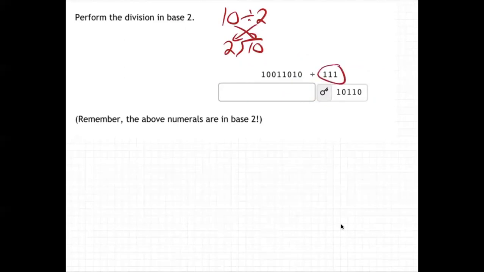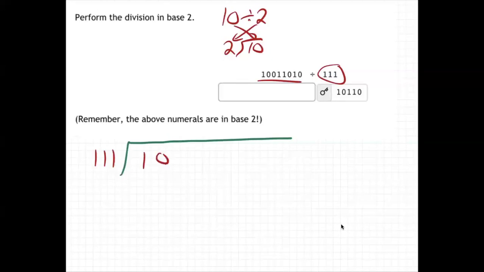So this will go on the left. So 1, 1, 1 into this number, which is 1, 0, 0, 1, 1, 0. I'll write this down carefully. 100 and 110. Right. Okay. Now, the trick here is to keep things lined up. Let me space these out a little bit better too. 1, 1, 1.